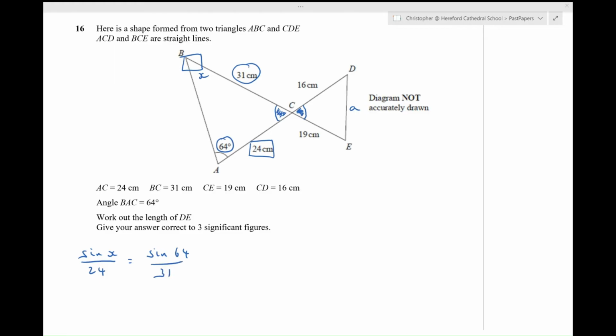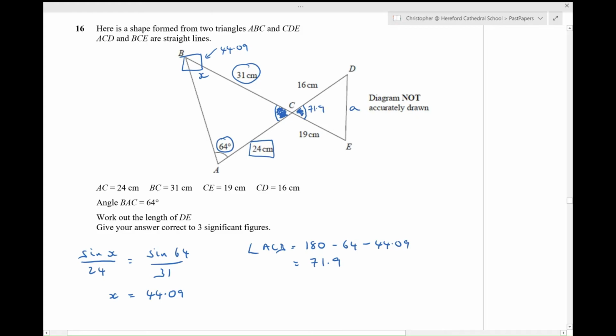Right, multiply both sides by 24, and then inverse sine tells you that x is 44.09 degrees. So that angle there is 44.09. Now I can find this shaded angle here, the angle ACB, because it's 180, subtract 64, subtract 44.09. So that angle is going to be 71.9. So that means that this angle here is 71.9.